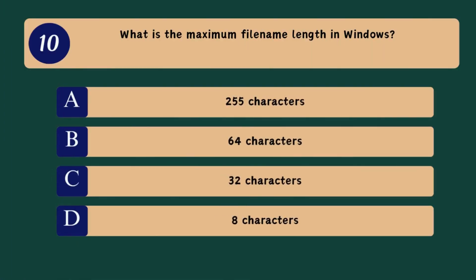Question 10. What is the maximum file name length in Windows? A. 255 characters. B. 64 characters. C. 32 characters. D. 8 characters. Correct answer, A. 255 characters.